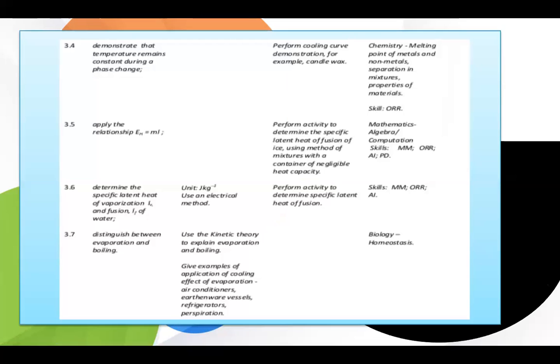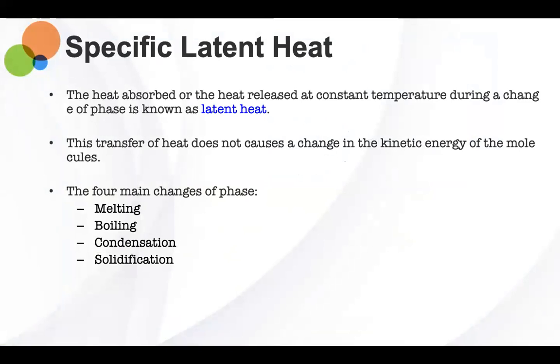So specific latent heat: we want to demonstrate that temperature remains constant during a phase change. We're going to apply the relationship EH equals ML, and what is EH again? Heat energy. Right, so EH is our heat energy, M is mass and L is latent heat. We're going to determine the specific latent heat of vaporization and fusion of water. This is a particular lab that we're going to do. We're going to distinguish between evaporation and boiling using the kinetic theory to explain both of them.